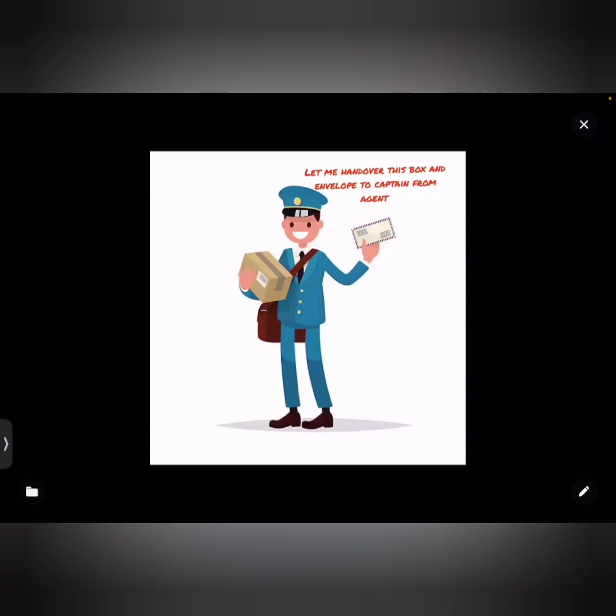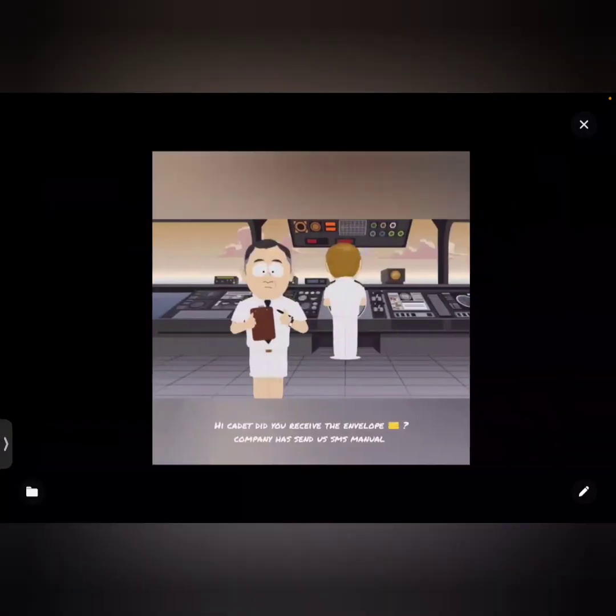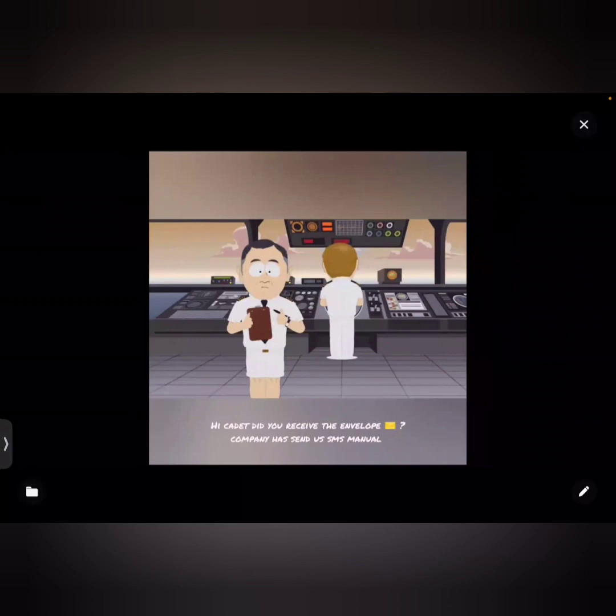Basically, the story starts with the cadet. The cadet has received a box from the agent with an envelope, and he has to deliver it to the master on the bridge. So let the story start. Let me hand over this box and the envelope to the captain from the agent. Let's go to the bridge. He goes to the bridge.